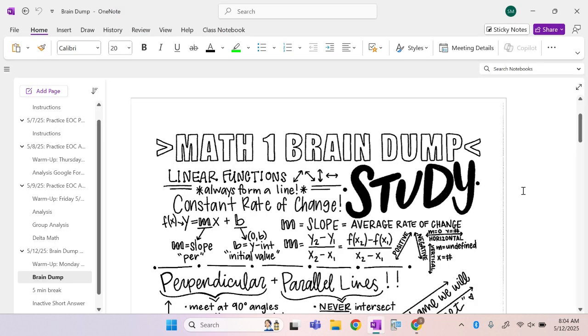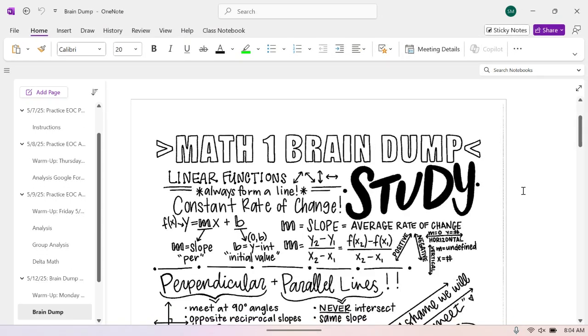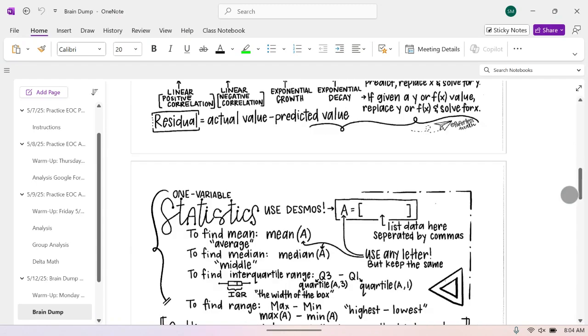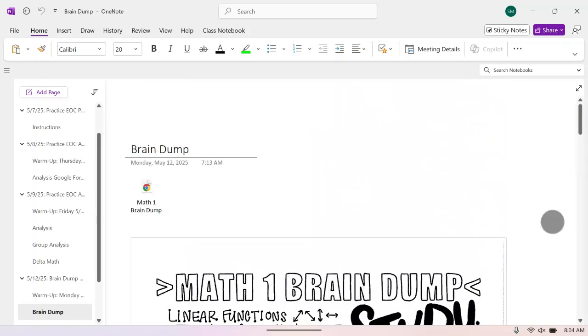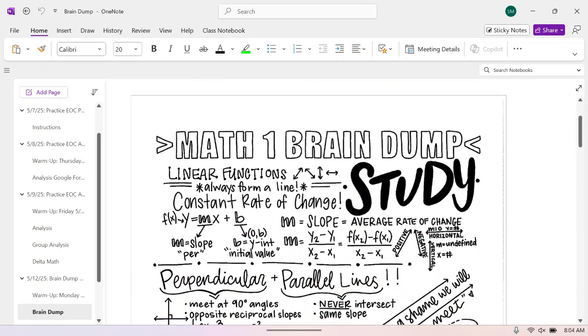All right, so what I'm going to do is I'm going to pull some popsicle sticks and just ask what you guys think is important on here, and then I'll highlight it. All right. So let's start with here. Ralph, what's one thing on this between these 3 pages do you think is very, very important for the EOC?